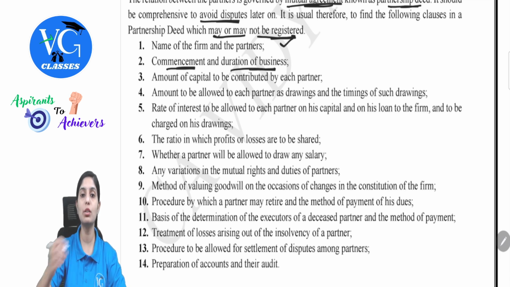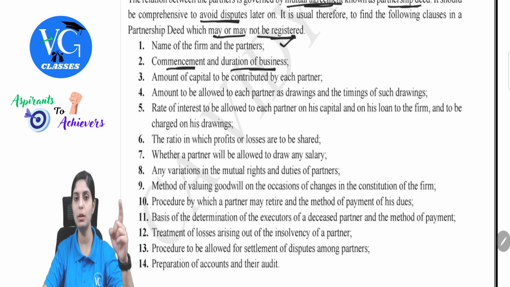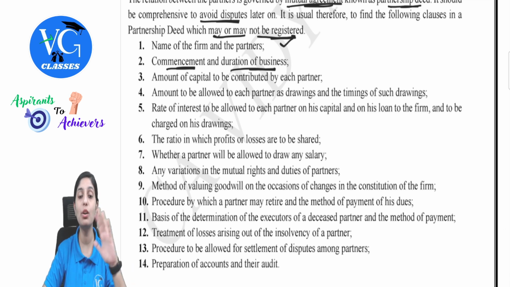Some businesses work on a seasonal basis. Therefore, it also mentions the duration. Remember, on top, we just saw the point of perpetual succession. It was not relevant for a normal partnership. That is why duration is also given here.